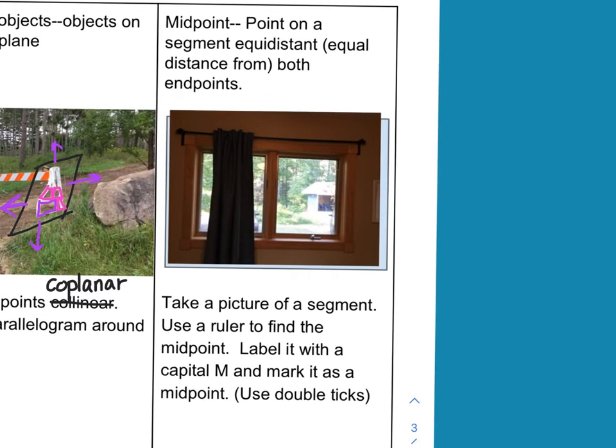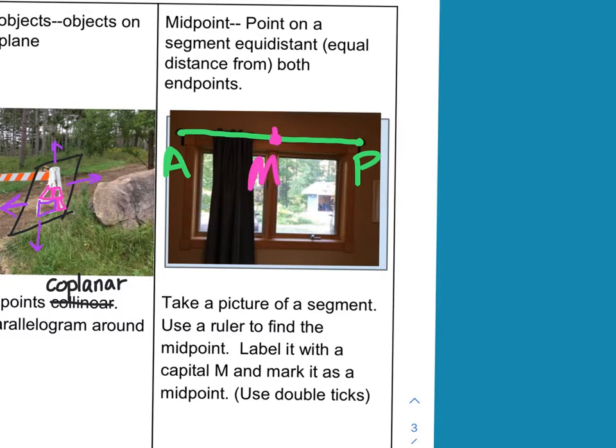To find a midpoint, or a point that's equidistant from 2 endpoints of a segment, I'm going to trace my segment. I'm going to call the 2 endpoints A and P. To find the midpoint, I need to measure and find the point that's exactly halfway between them. It's right here. I'm going to call this point, point M.